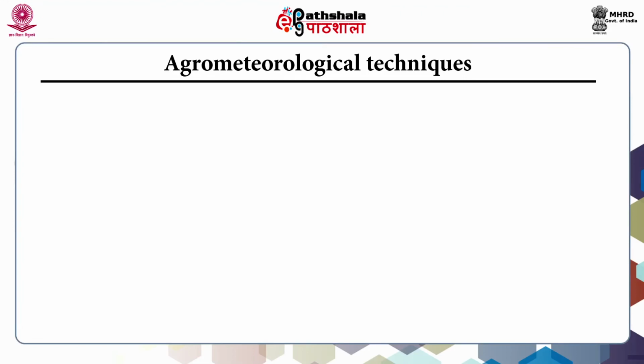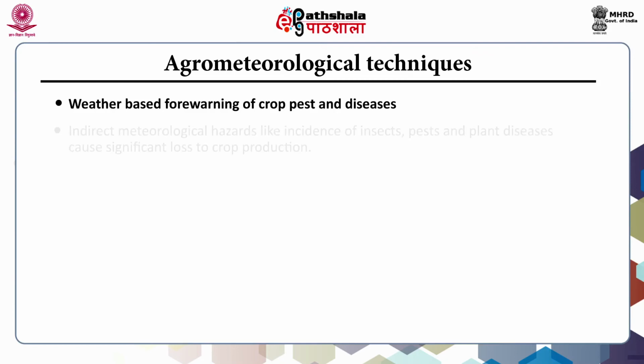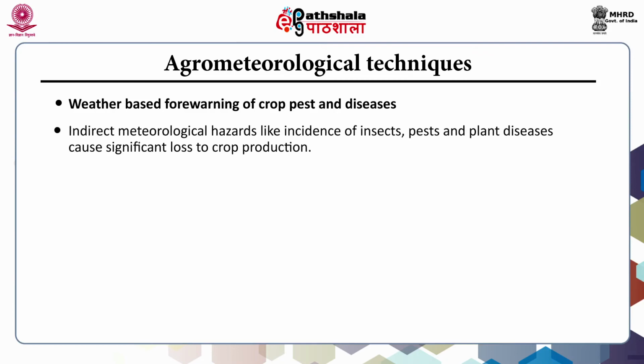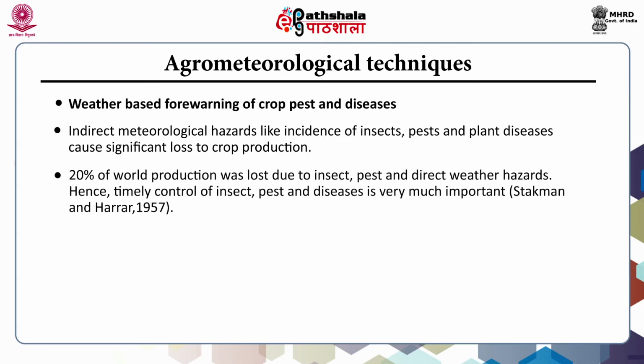Next is the agrometeorological techniques. The weather-based forewarning of crop pest and diseases. Indirect meteorological hazards like incidence of the insects, pest and plant diseases cause significant loss to the crop production. 20% of the world production was lost due to insect, pest and direct weather hazards. Hence, timely control of insect, pest and diseases is very much important.